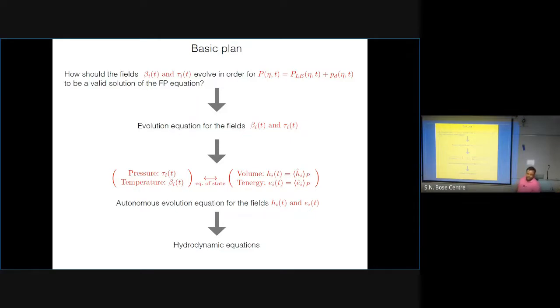Otherwise, it's fine. And you have not probably independently checked the assumption of local equilibrium. Yes. Am I correct? Okay.